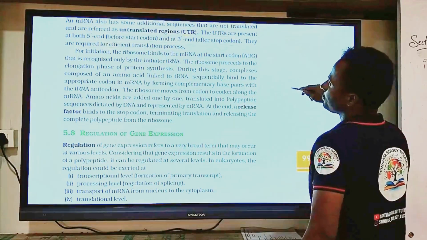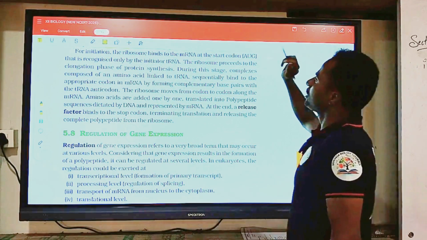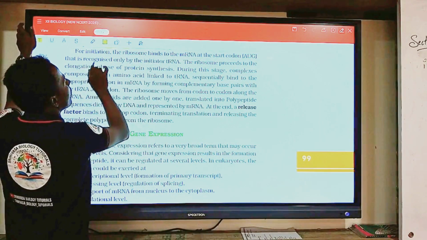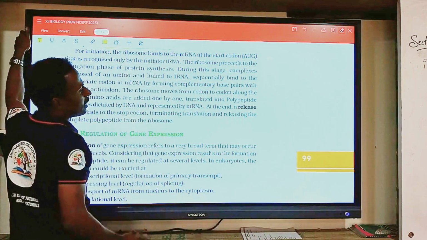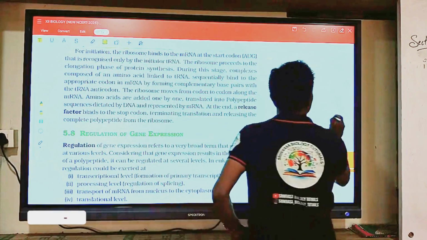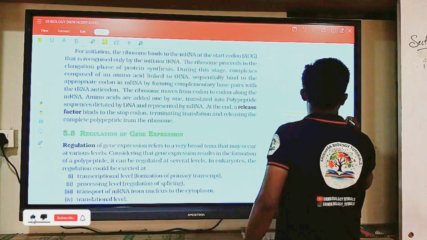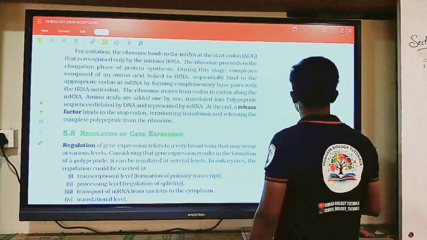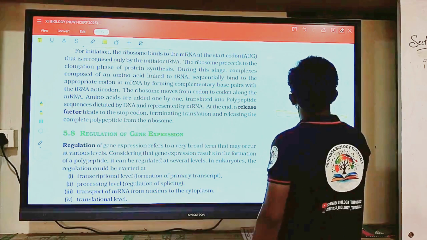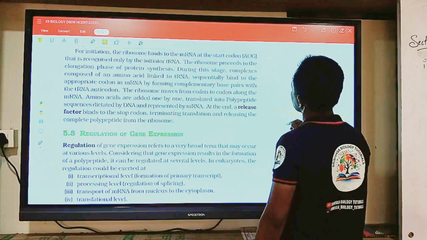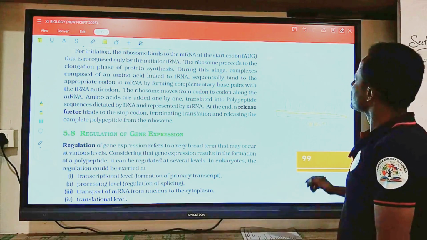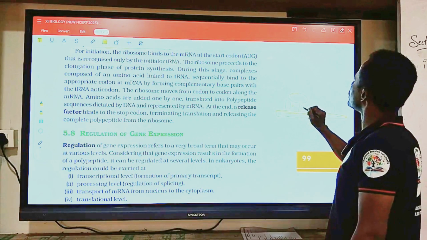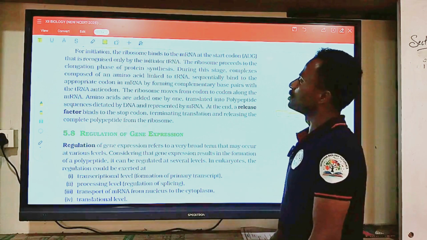Next, for initiation, the ribosomes bind to the mRNA. The start codon AUG is recognized only by the initiator tRNA. So how does this codon bind? For example, this is an mRNA strand, and this mRNA strand binds to specific amino acids. Their code starts here, with the presence of the codon, which is what? AUG.